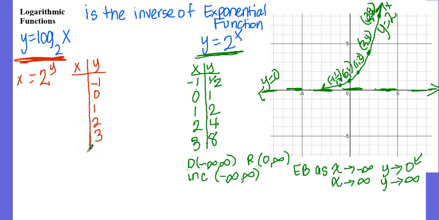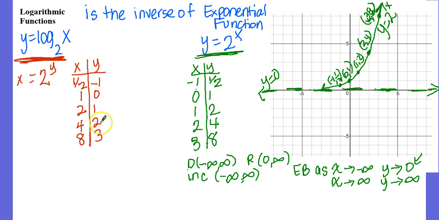And because I told you that the x's and y's switch, then I think intuitively you can tell me what all my x's are supposed to be looking at this over here. Yes? Because if I plug in a -1, 2 to the -1 is 1/2. 2 to the 0 is 1. 2 to the 1 is 2. 2 squared is 4. 2 cubed is 8. Look at my coordinates. The x's and the y's switched.